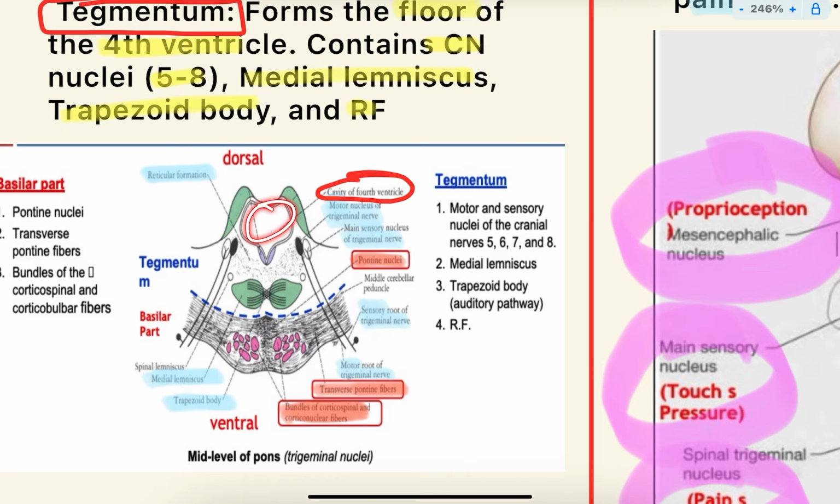Again, the fourth ventricle and then cranial nerve 5 to 8, the medial lemnisci, the trapezoid body and the reticular formation. What other stuff can we see in this picture here? We can see also, again, trigeminal and motor root. Okay, you can ignore that. Just know that 5 to 8. Yeah. So this is the mid-level of the pons.